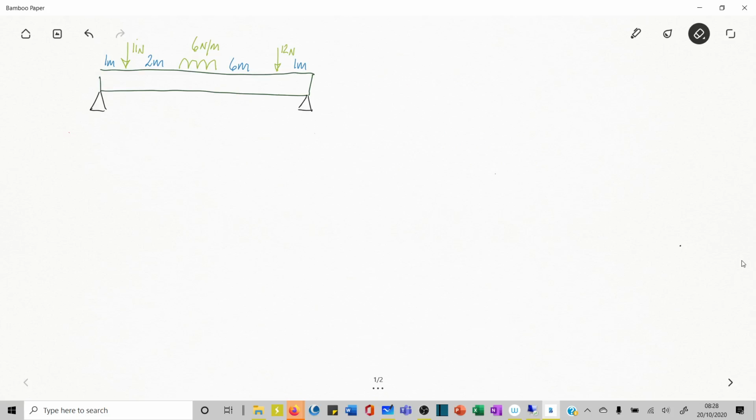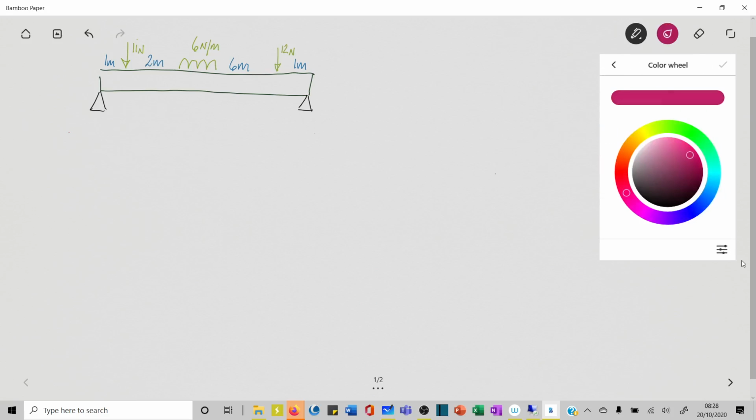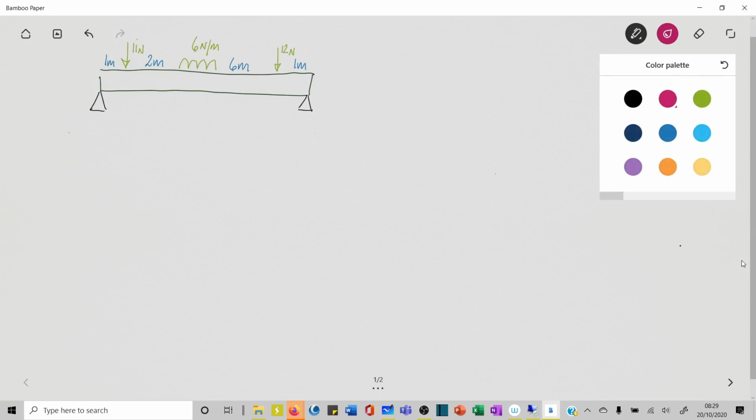So we're going to use this example here. A few things I want to show you. First of all, I've still got the previous pen on, so let's use that one again. Yeah, that'll do.